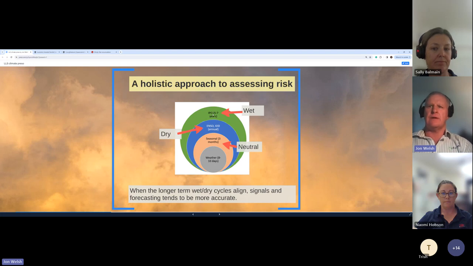But in a year like 2023, we had a wet phase background, we had a dry phase annual, and we had seasonal models not giving us much, and it made forecasting pretty tricky. So when they all align, it's much easier. And when they're scattered like it is this year, we have to dig a little deeper.